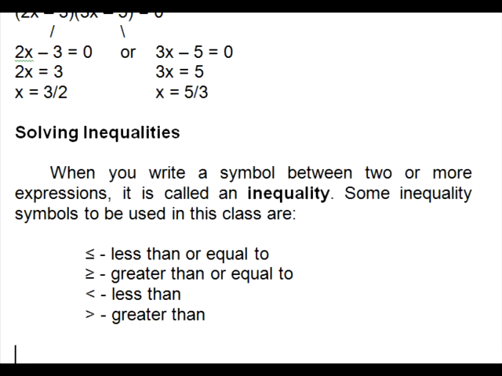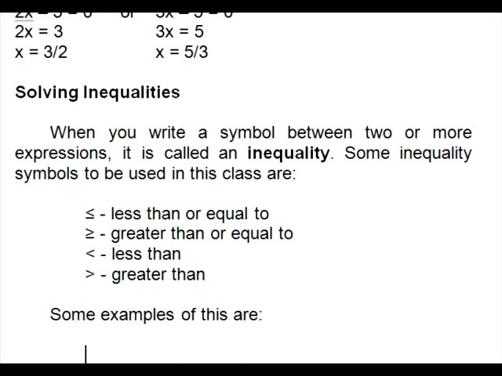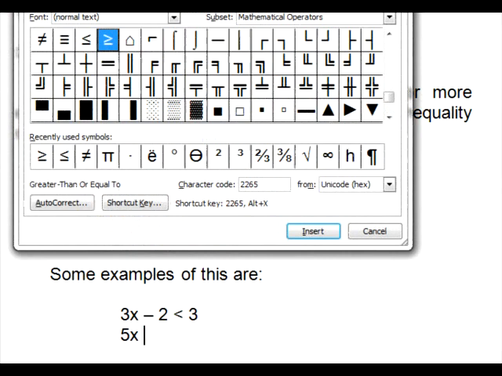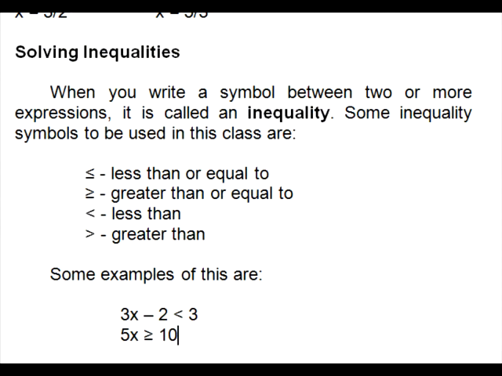What we're going to do in this case is solve inequalities. Some examples of this are 3x minus 2 is less than 3, or 5x is greater than or equal to 10. In this case you're not just solving an individual equation, you're solving a whole range of solutions. If you're saying 3x minus 2 is less than 3, you're not just going to pick one number that will work like with an equal sign. There'll be a whole range of numbers like this.